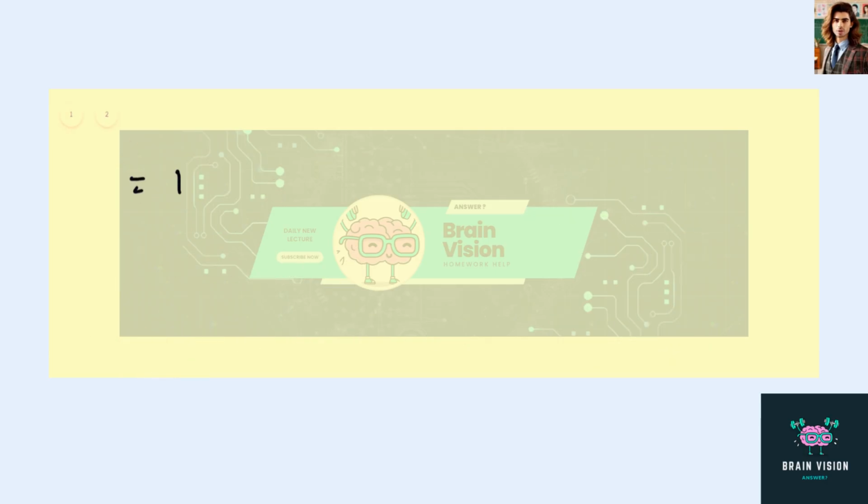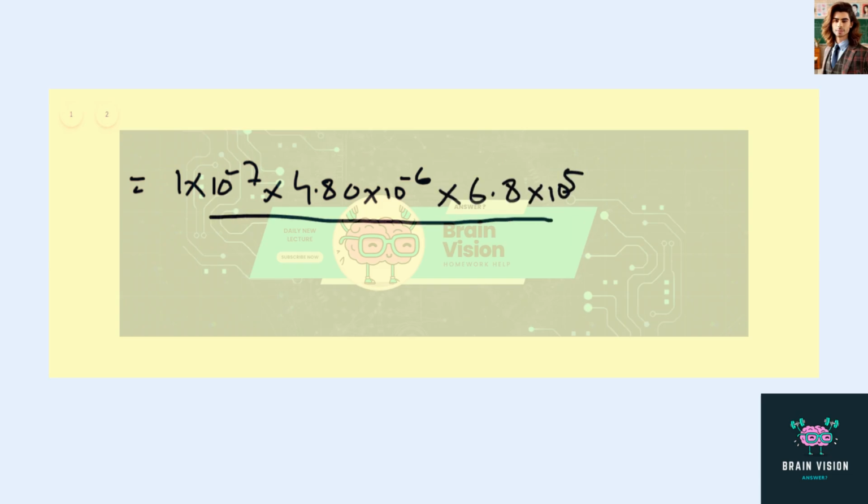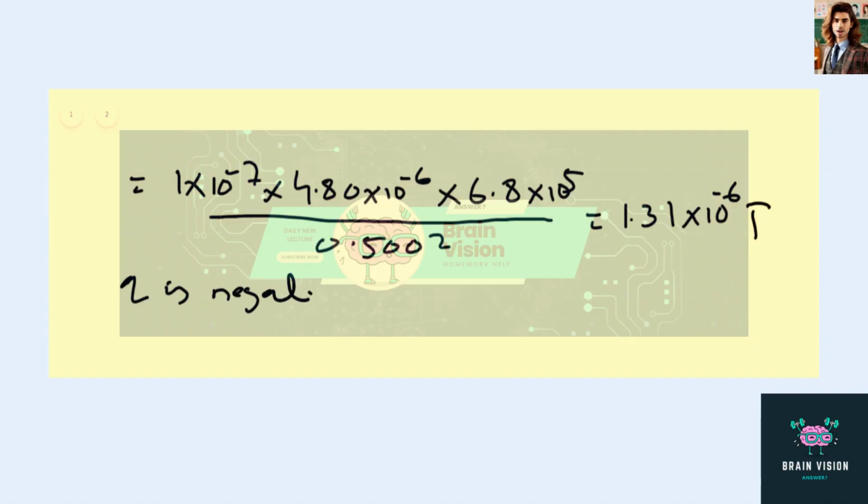Substituting the values, 1 × 10^-7 multiplied by 4.80 × 10^-6 times 6.8 × 10^5 divided by 0.500 squared. This gives us 1.31 × 10^-6 Tesla. Here q is negative, so the B vector will be -1.31 × 10^-6 Tesla. That's in the k direction.